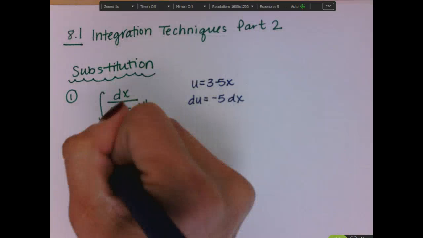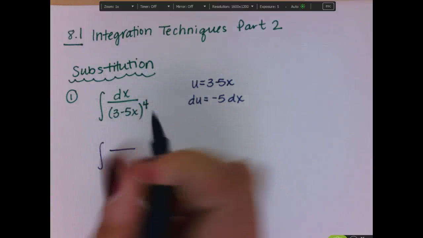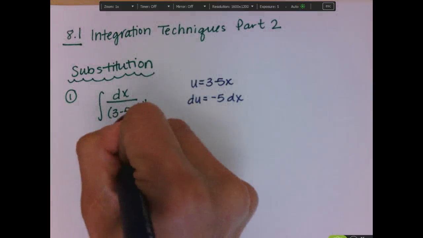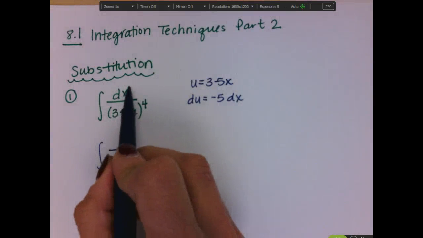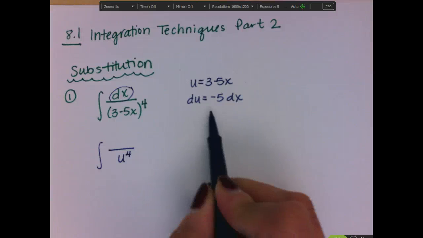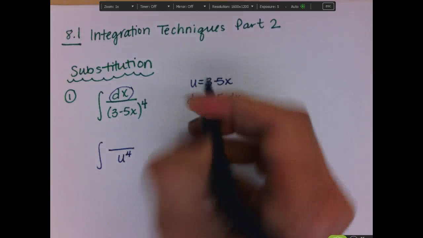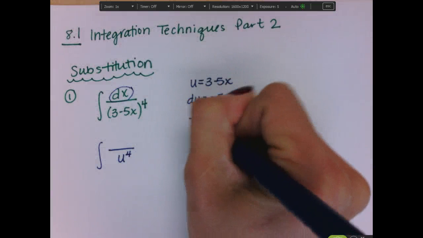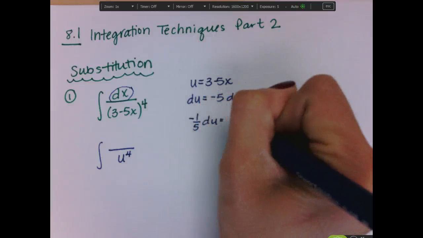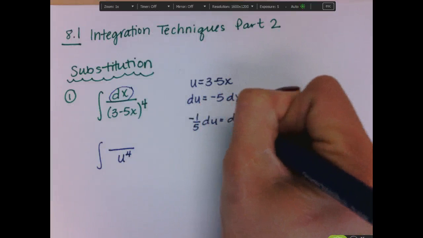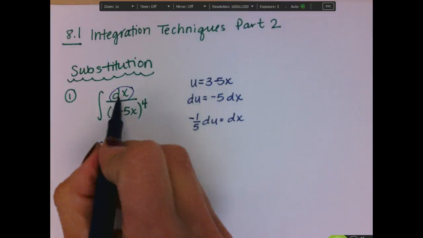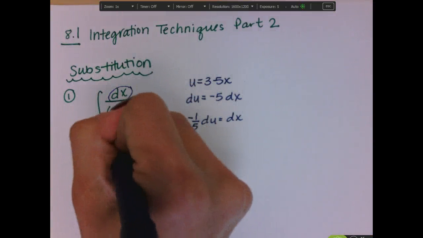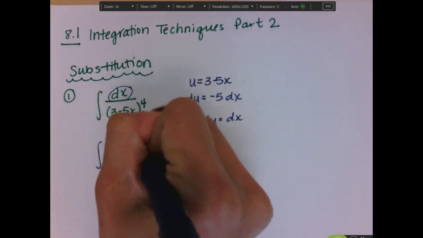Now when I go to make substitutions here, you can see that 3 minus 5x becomes u, and I have u to the 4th. But the problem is that I need to substitute in dx, and what I have is negative 5 dx. So I need to make an adjustment of dividing both sides by negative 5 so that I solve for dx in terms of du. So instead of dx, I'm going to write negative 1/5 du.